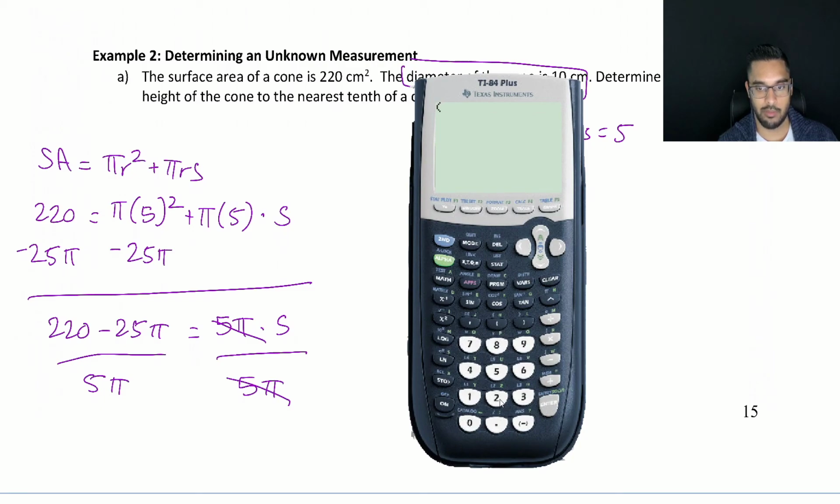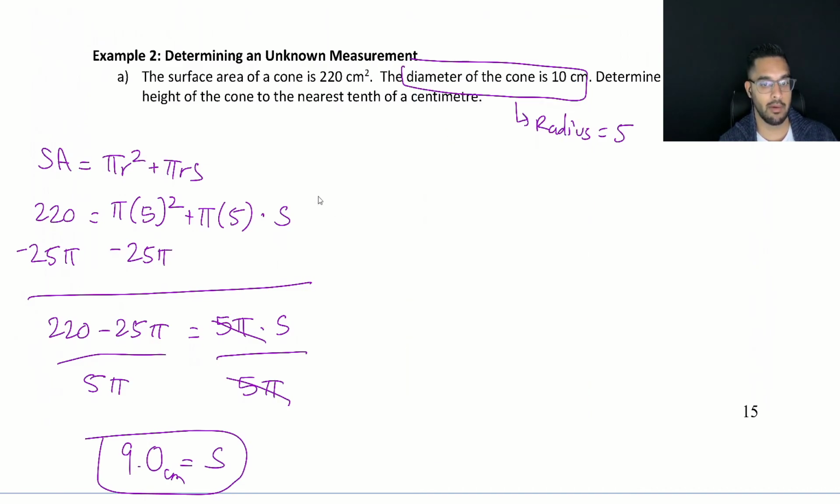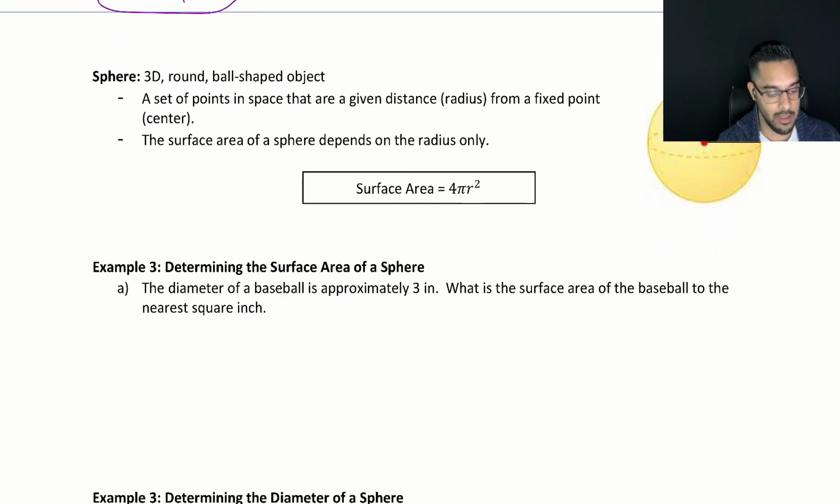So we'll do the numerator first, so in brackets 220 minus 25 pi, and then divide that by 5 times pi, again in brackets, just so our calculator does the right thing. 9.00, so to the nearest 10th, 9 centimeters. Because it does say nearest 10th right in that question, wherever my mouse is, right there. 9.0 centimeters is that slanted height. So just by working backwards a little bit, manipulating a little bit of that equation, we can find the missing measurement that we need.